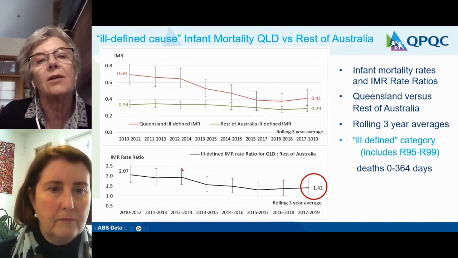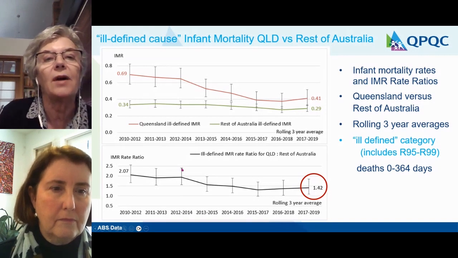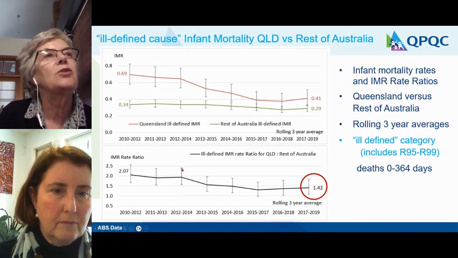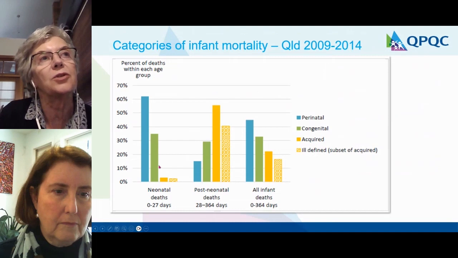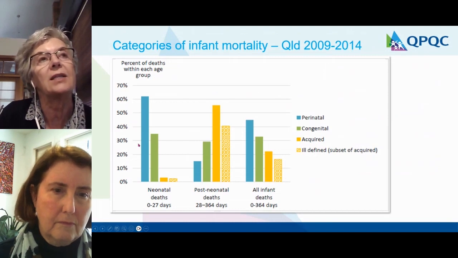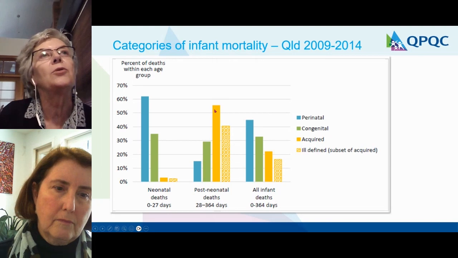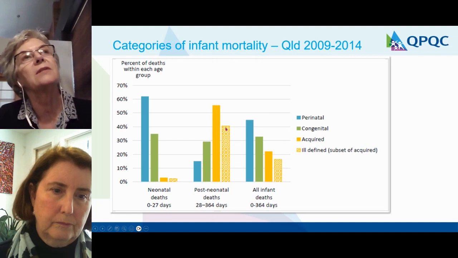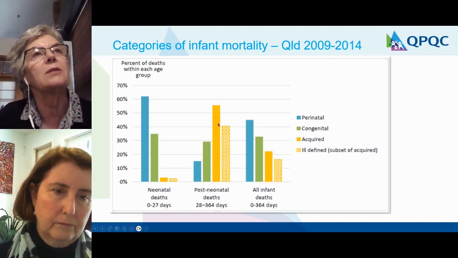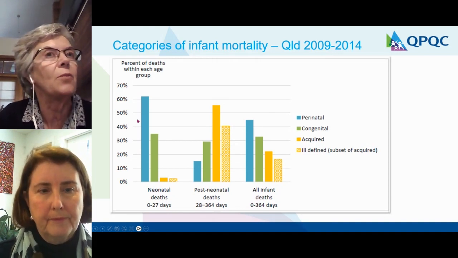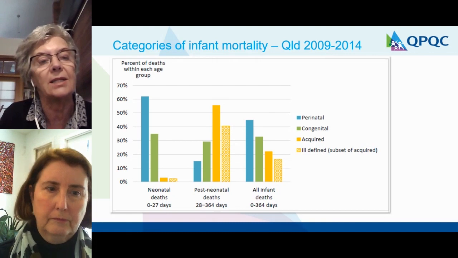And then from a recent study of all Queensland infants born alive after 22 weeks over a 6-year spread, 1,400 deaths, and just looking at the cause of death, we have our answer to the question, how many are sudden unexpected deaths? In the neonatal age range, they're very much perinatal and congenital, but certainly in the post-neonatal deaths, the acquired cause is the most dominant cause. And of those, there's this subset of ill-defined cause deaths, which comprise the majority of the deaths. So we have our answer to whether or not preventing some of these deaths would make an impact.